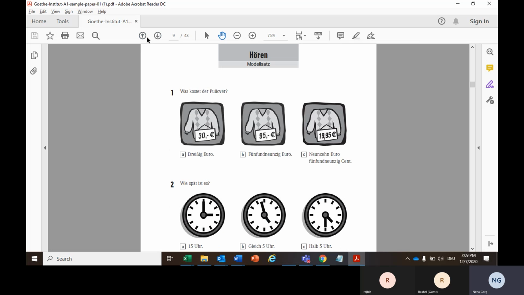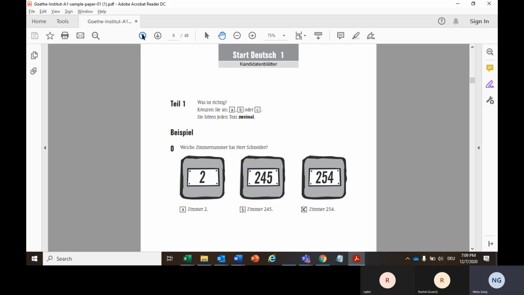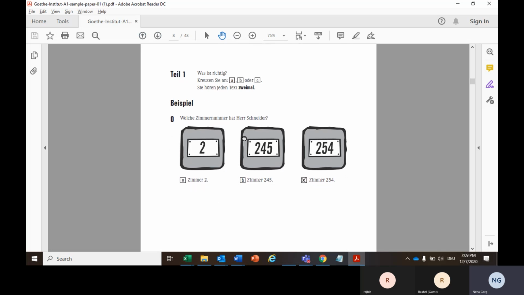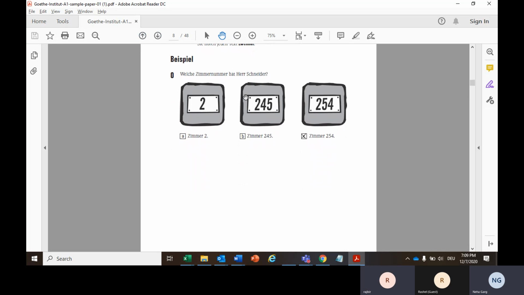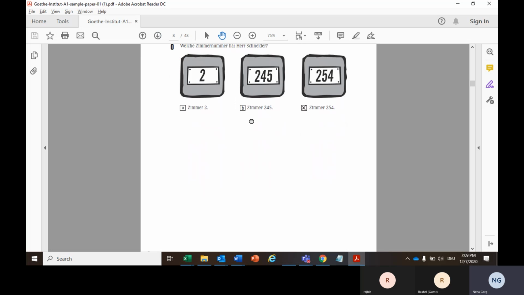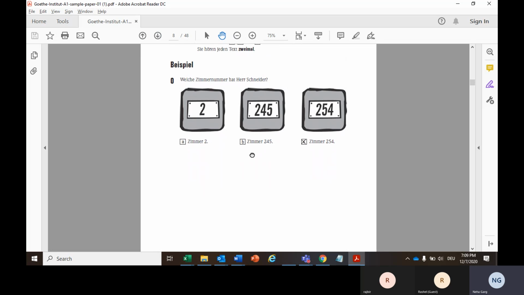So each Teil, each section, will have different types of questions and different types of answers, but this is basically going to be objective type. Hören is always objective type, so you have to listen and you have to cross the right and wrong answers. So in two sections you will have three options from which you have to cross the correct answer.